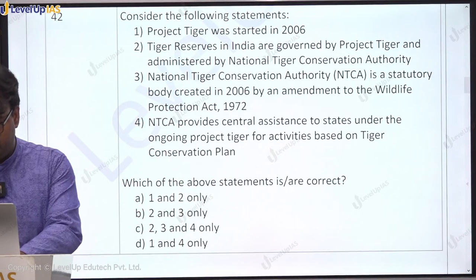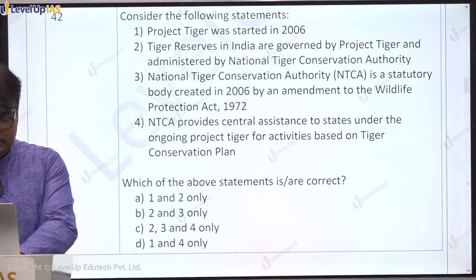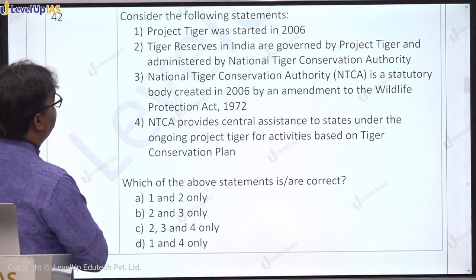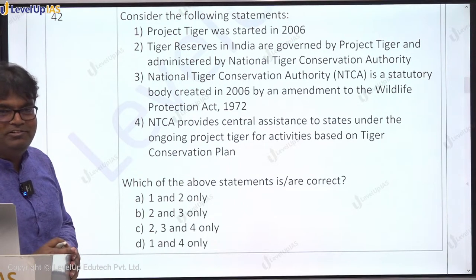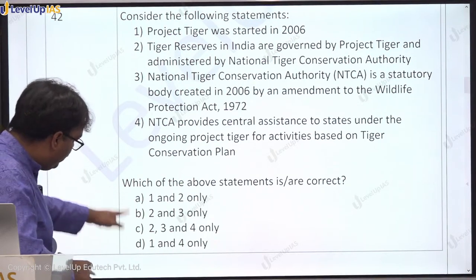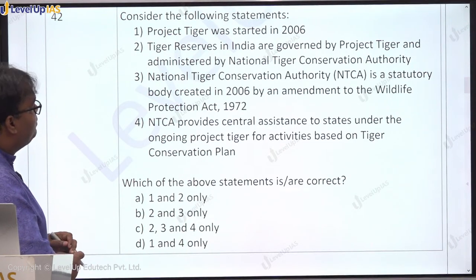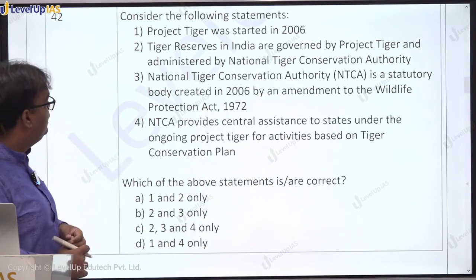Let's see. Project Tiger was started in 2006. No, 1973. It has completed 50 years. One is wrong, so it is 2, 3, 4. Let's check four. NTCA provides central assistance to states under ongoing Project Tiger. This was the first function of NTCA we had seen.